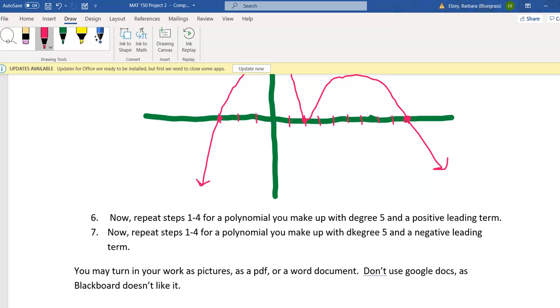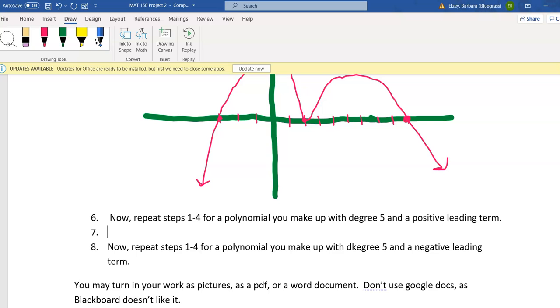Okay, so let's notice number 6 says to repeat the steps that we just did. But now we're going to make up a polynomial with degree 5 and a positive leading term. So I'm going to make one up. You must make up one that's different than the one that I made up. All right, but let me exit out of the draw. There we go. And let's make up a polynomial of degree 5. Now that means that all of our exponents are going to add up to 5.